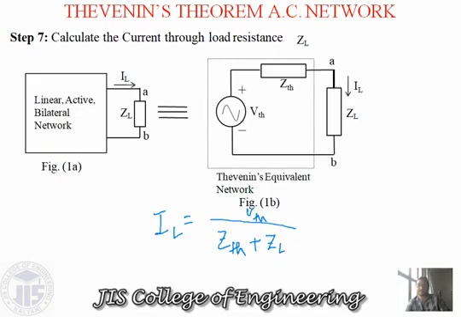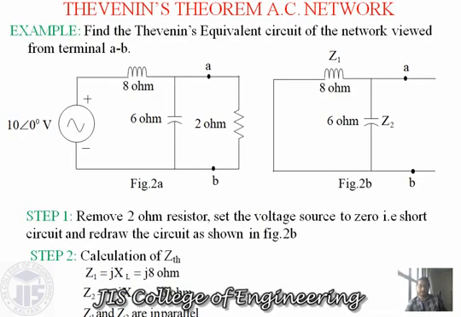Okay, so now we are moving to the next, to a problem of how we can solve a circuit. Here we have considered one circuit, and we are asking you to find the Thevenin equivalent circuit of the network viewed from the terminals A and B. So the A and B terminals are over here, as given, and we have to find the Thevenin equivalent impedance or the Thevenin equivalent circuit. Thevenin equivalent circuit means you have to find the Thevenin voltage as well as the Thevenin impedance, that is ZTH.